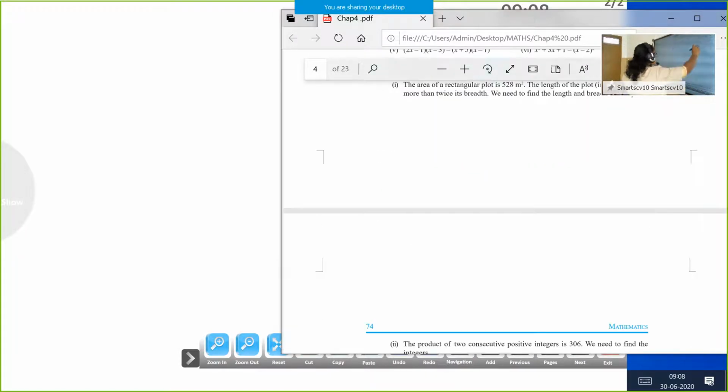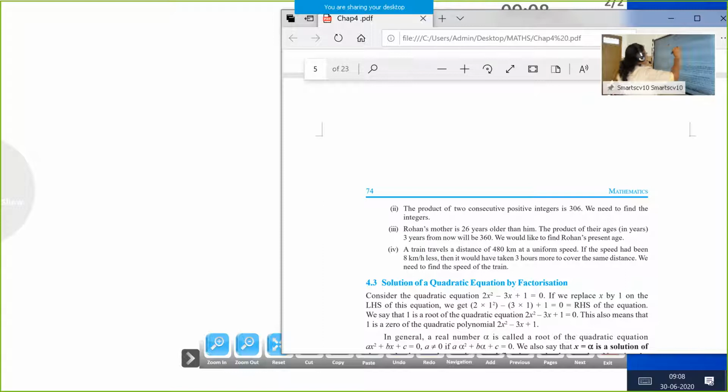Pass on to the next question. The product of two consecutive positive integers is 306. We need to find the integers.